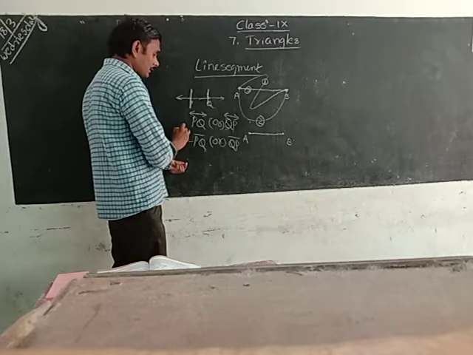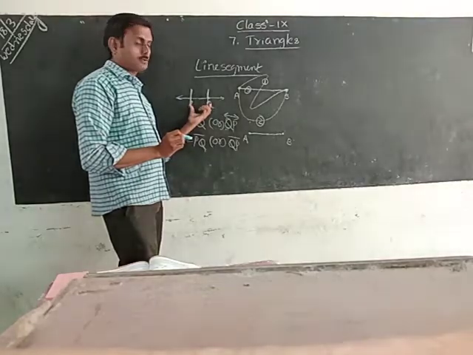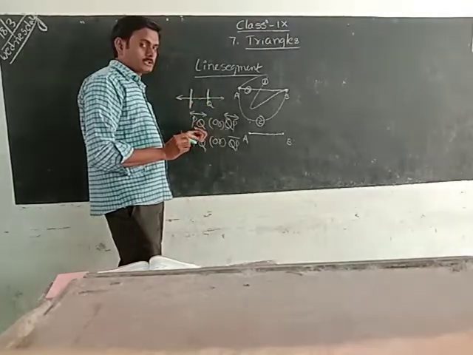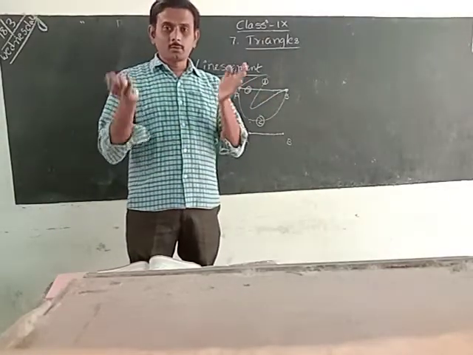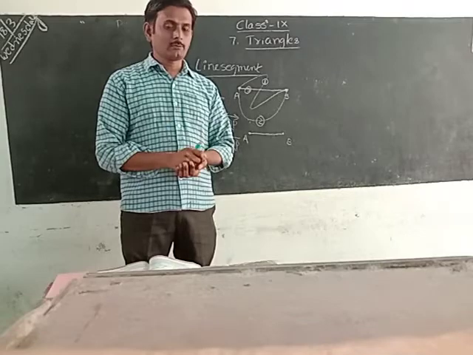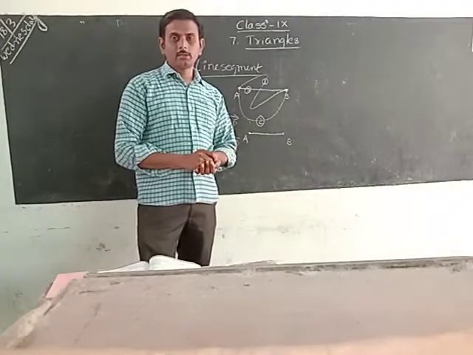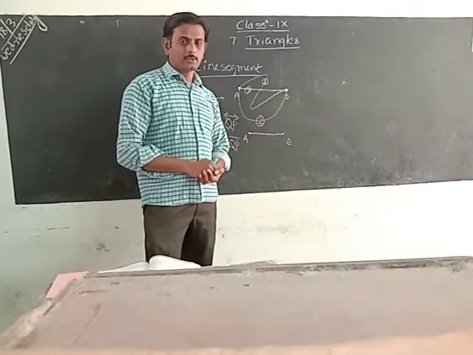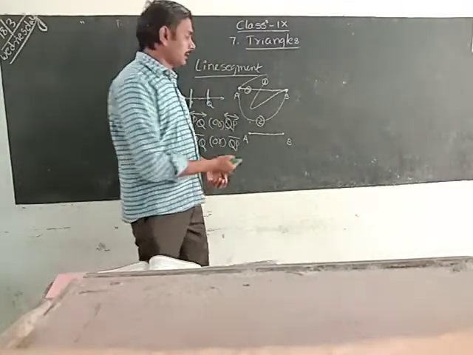If you take this consideration, you have to consider these parts only. Otherwise, the total part you can take. Line means total. In the total part, some portion is called the line segment. Okay, whenever we take a line segment, we can discuss like this. Now, by using line segment, we will frame the triangle.